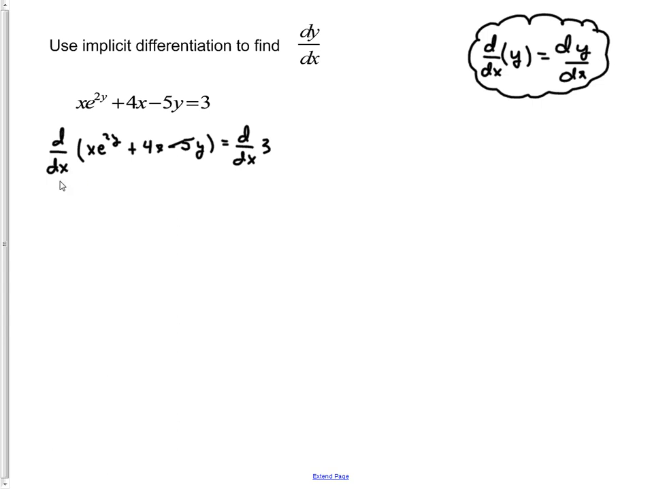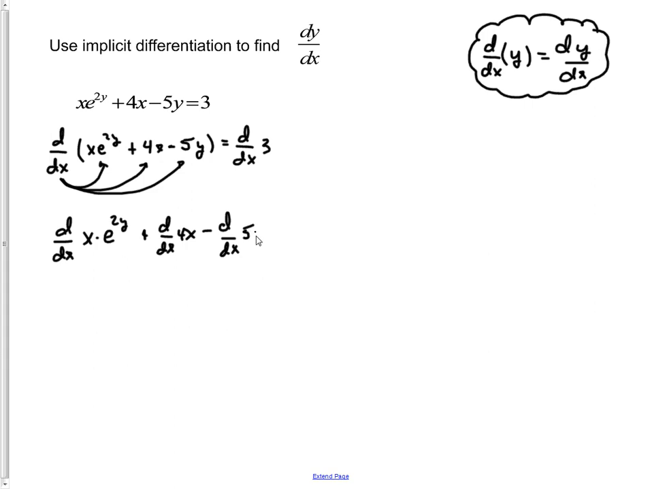Now it's going to be a little bit hairy here because we're going to have to take the derivative of each term individually. So by the sum and difference rule, the derivative with respect to x of the quantity x times e to the 2y, plus the derivative with respect to x of 4x, minus the derivative with respect to x of 5y. And we know on the right, if we take the derivative of a constant, we just get 0.